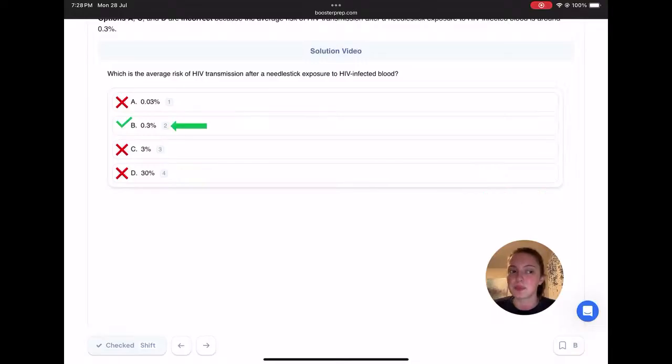So HIV, like we said, it's definitely important for you to know that the risk of transmission from an HIV needle stick is 0.3%. Don't get that mixed up with other bloodborne pathogens. This is an important number to know for your boards, and just an important number to know overall.